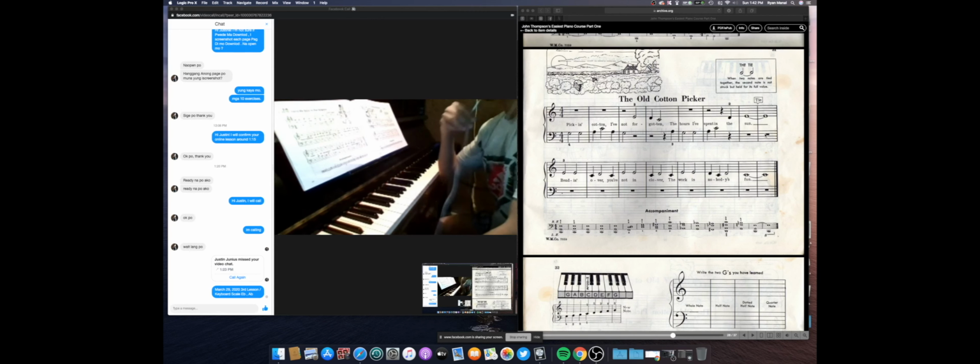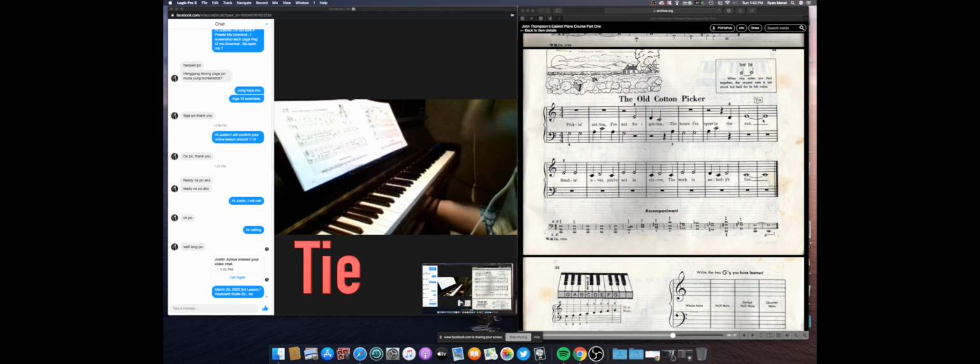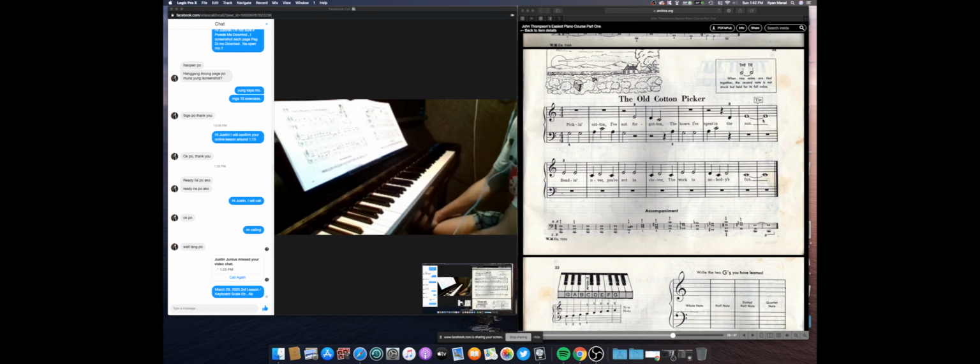Instead of playing it separately, 1, 2, 3, 4, 1, 2, 3, 4, you add the value of the two notes. So it becomes 4 plus 4, it becomes 8 counts. So 1, 2, 3, 4, 5, 6, 7, 8.